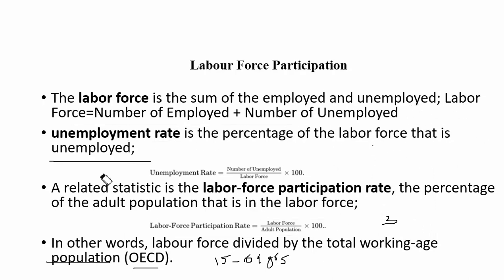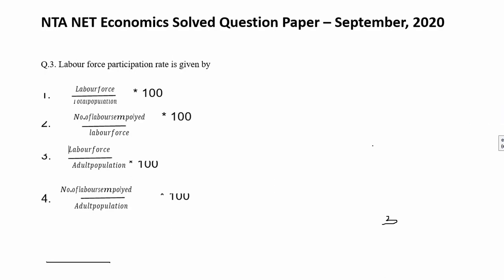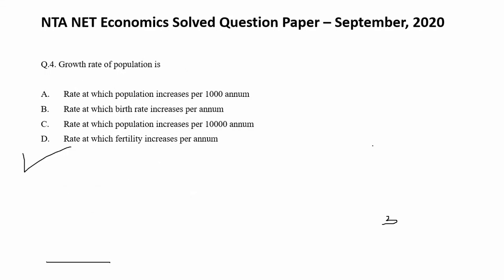So we have got our answer, that is, labor force participation rate equals labor force divided by adult population, multiplied by 100. So we know that the answer is number 3. Now let's look at a different question. This question is asking, what is the growth rate of population? There are 4 options given here. We have to find out which is the correct one.